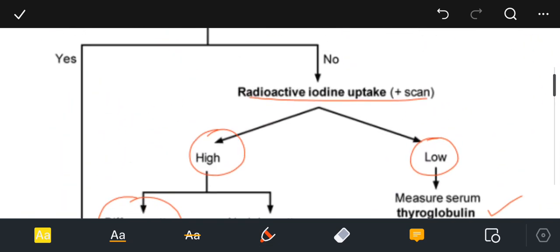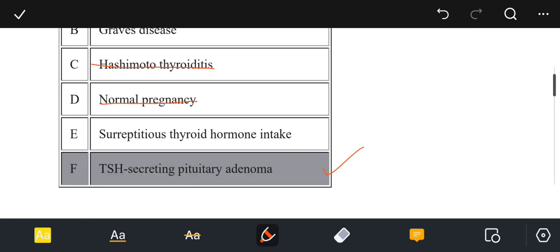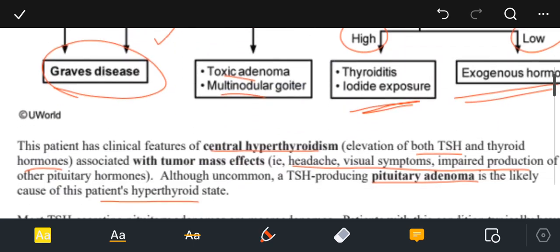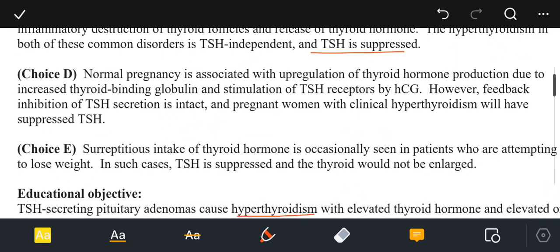The choice D, that is normal pregnancy, is not the option of choice because normal pregnancy is associated with upregulation of thyroid hormone production due to the increased thyroid binding globulin and stimulation of the TSH receptors by the HCG. However, feedback inhibition of TSH secretion is intact, and pregnant women with clinical hyperthyroidism will have suppressed TSH.